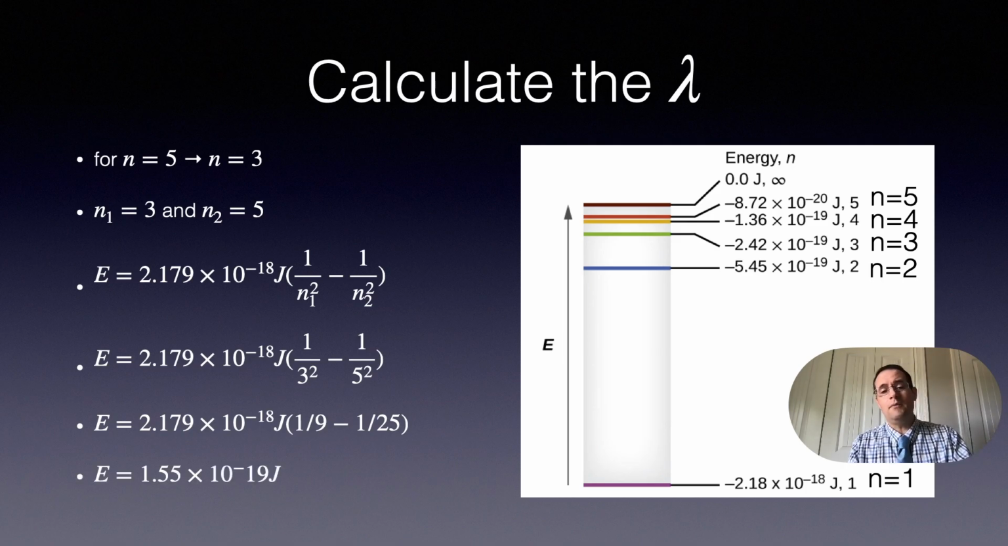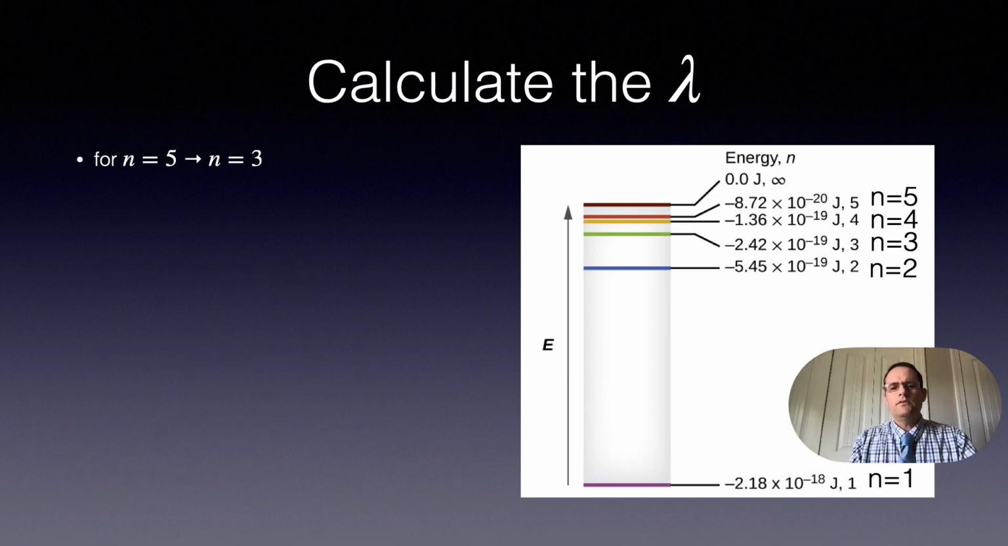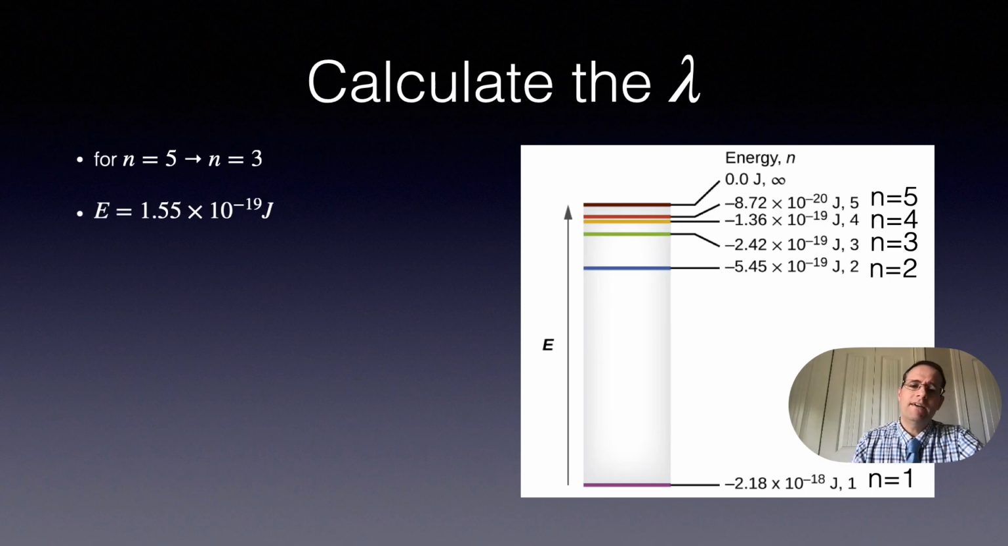When I do this on my calculator, and please pause the video and check it out for yourself, I get 1.55 times 10 to the minus 19. The superscript didn't work out well there. So we have the energy, but not the wavelength. The energy is 1.55 times 10 to the minus 19 joules. We want to know what the wavelength is. So we want to use the Einstein-Planck equation, E equals h nu.